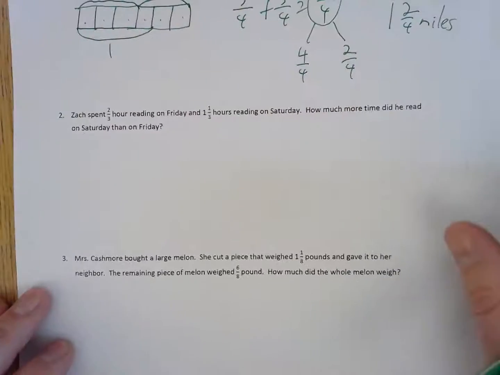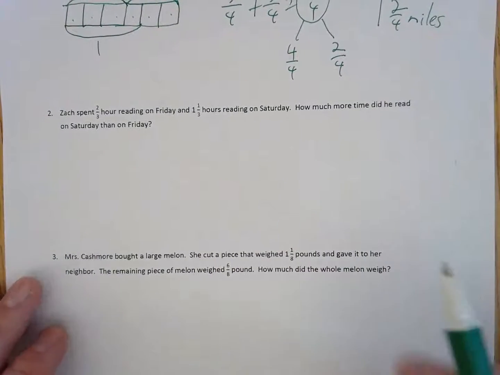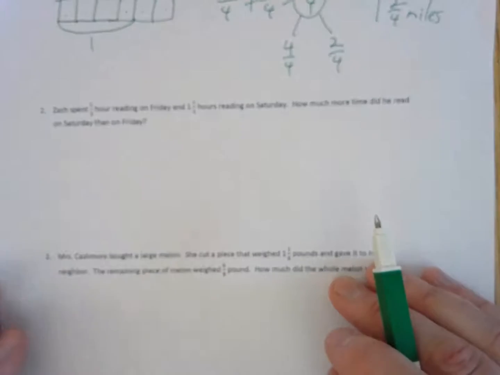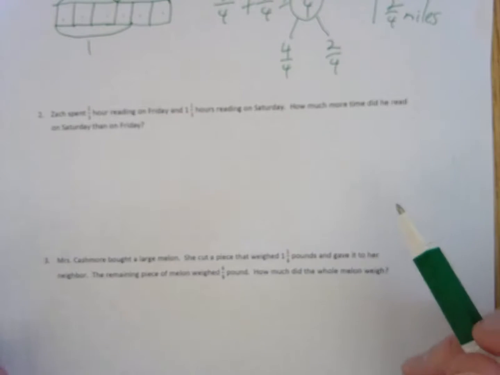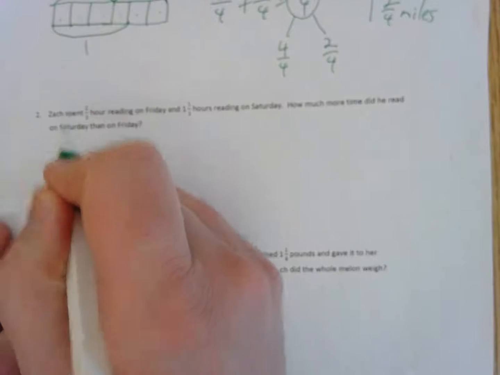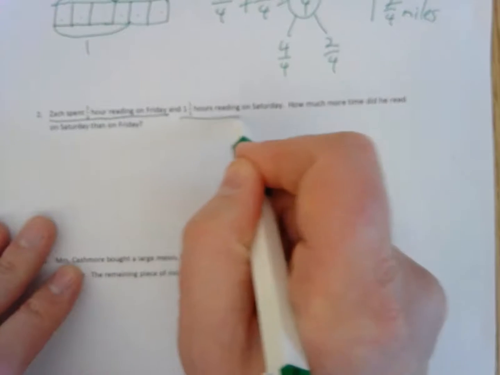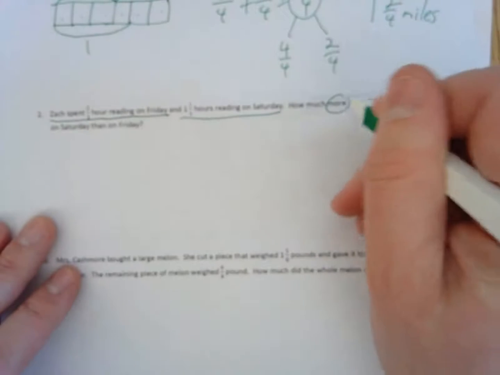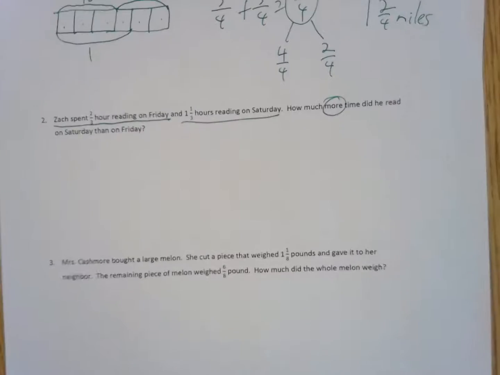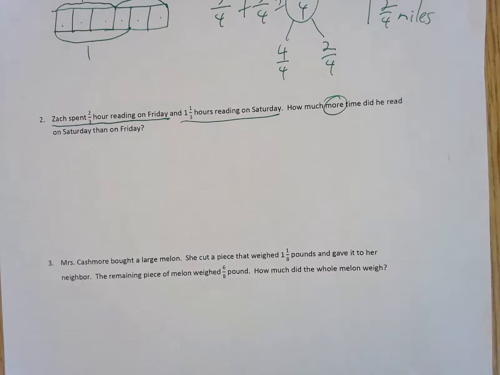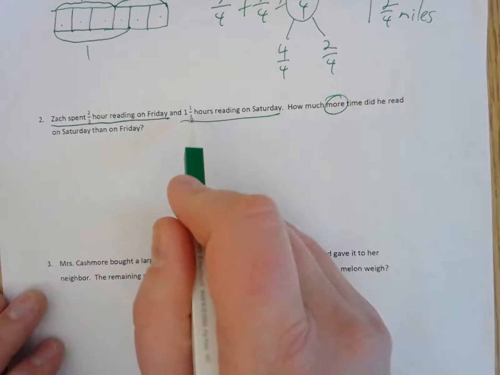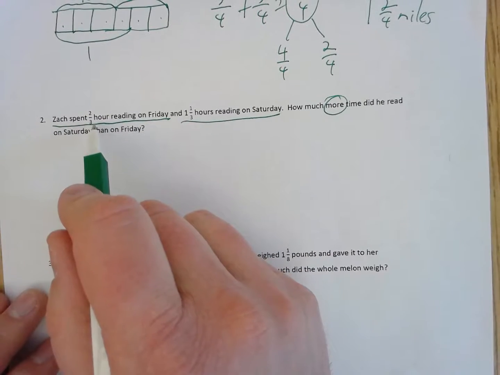Okay. Zach spent 2/3 of an hour reading on Friday and 1 1/3 hours reading on Saturday. How much more time did he read on Saturday than on Friday? So we know he spent this much on Friday and that much on Saturday. We want to find out how much more time, so that means we need to subtract. Okay, so we're trying to figure out how much more 1 1/3 is than 2/3.